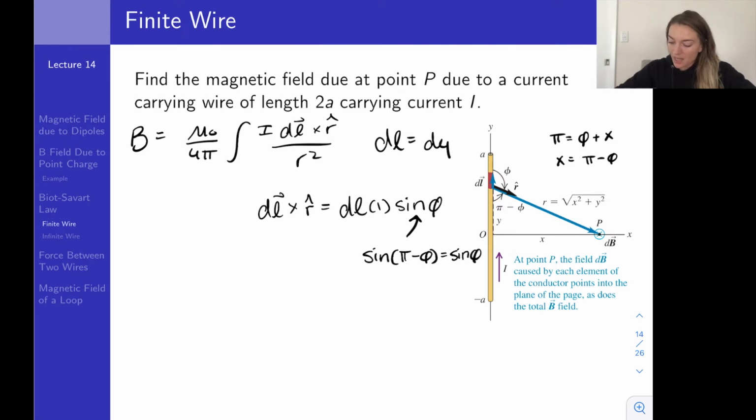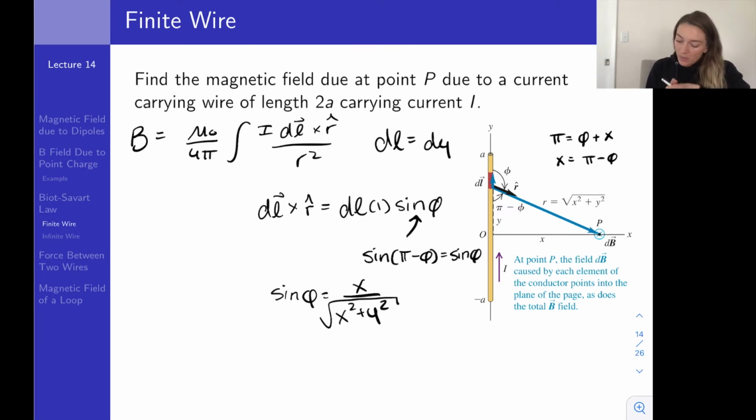So sine of this angle is opposite over hypotenuse. So that will be x. Sine is opposite over hypotenuse. So we have sine of phi is equal to x over the square root of x squared plus y squared. Okay, so now we have pretty much everything.